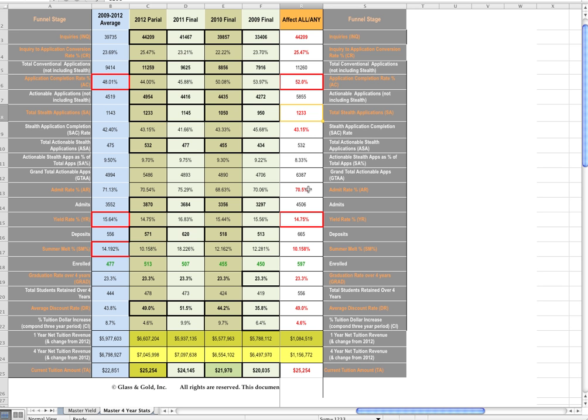Let's go down to here, our yield rate. We are averaging for 2012, 14.75. Let's increase that to, let's just bring it up to 16%, just as a what if.